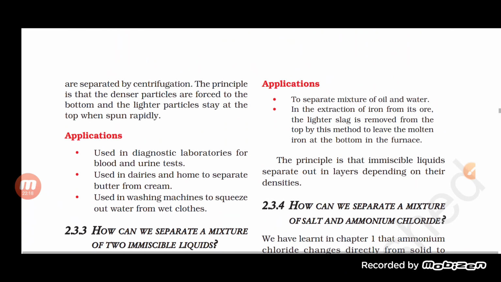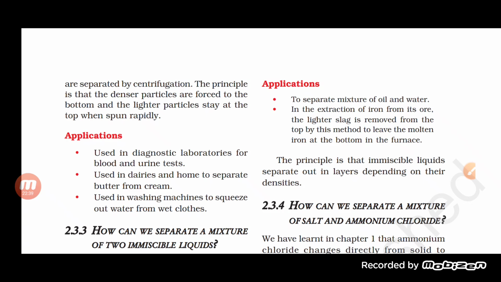Now let us see what the applications are. To separate a mixture of oil and water, this is the first method by which we can separate oil and water. And second, in the extraction of iron from ore, the lighter slag is removed from the top by this method to leave the molten iron at the bottom in the furnace.